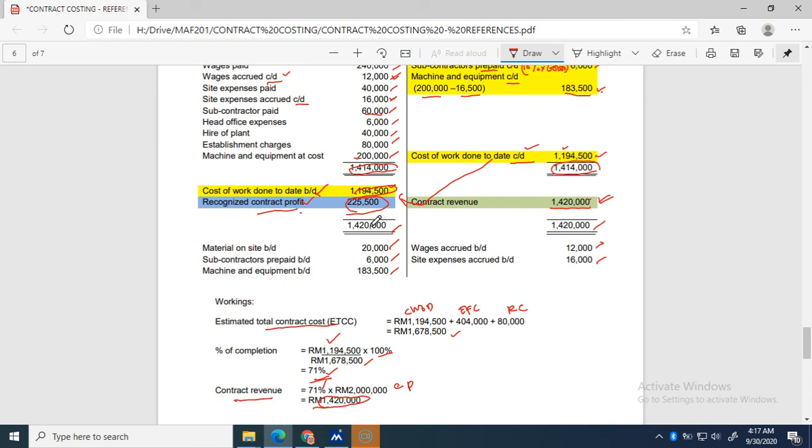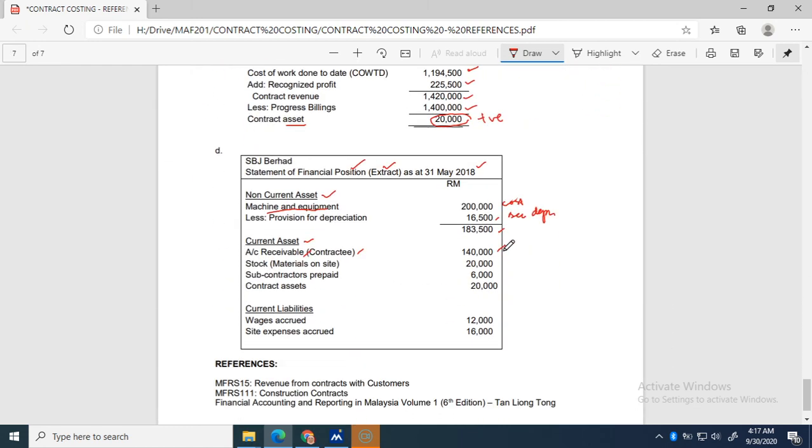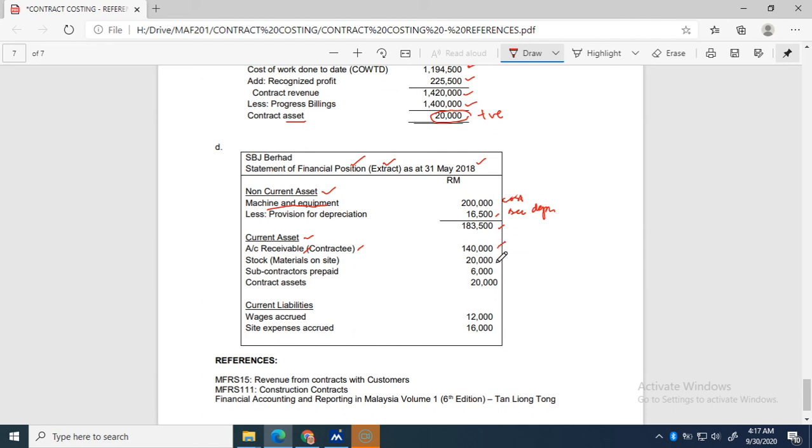The next one, we refer to CIP. All the debit side balance will be current asset. All the credit side balance will be current liability. So current assets that you have are stock or material on site, subcon prepaid, and also contract asset. Current liability, just now we refer to the credit side of CIP. We have wages accrued, we have side expenses accrued. If we have negative contract balance, you put it in current liabilities as contract liability. Okay, thank you.